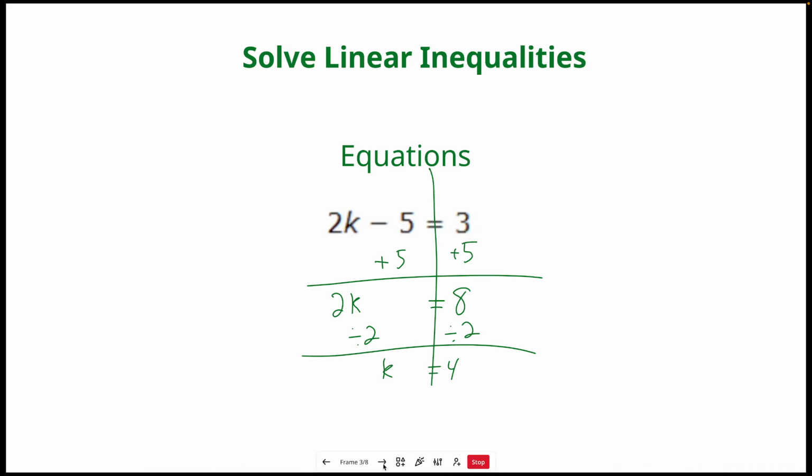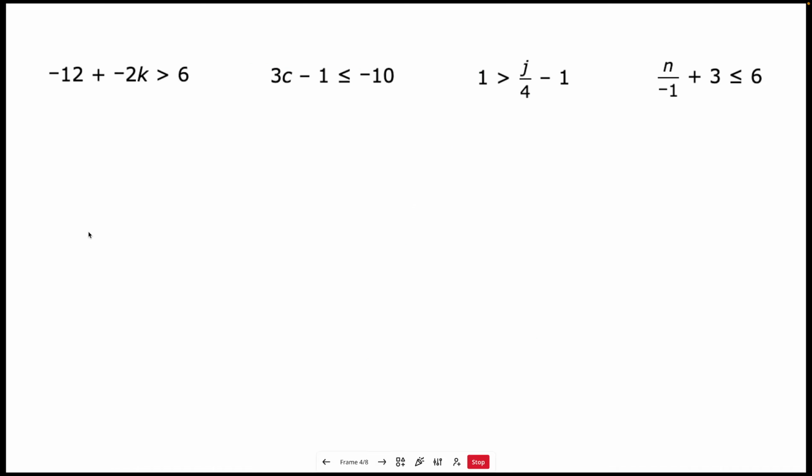All right, new lesson starts now. Here we go. So up on the screen, there are 4 linear inequalities. And the good news is that you solve linear inequalities the same exact way that you solve equations. Okay, that problem that we just saw a second ago, right? And so what I'm going to do is I'm going to put up the solutions for these 4 problems.